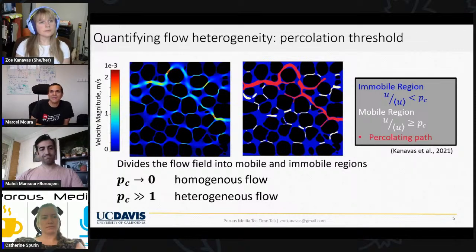Right. So in this sense, it really is like the word is used in percolation theory, the threshold for which you have connectivity from one side to the other. Exactly. Yeah, very nice.